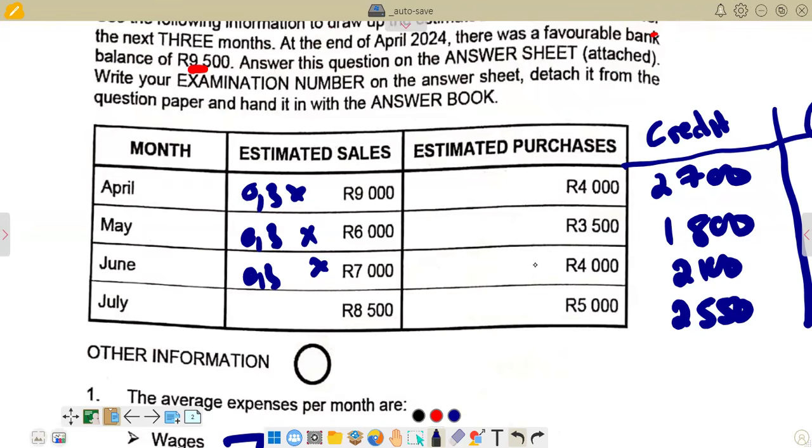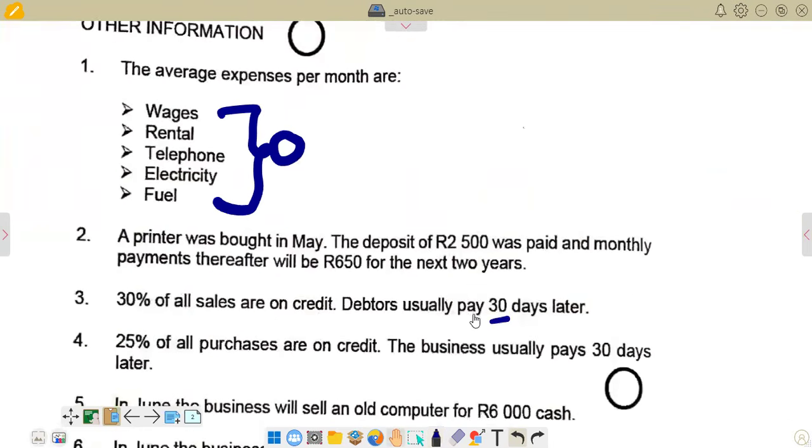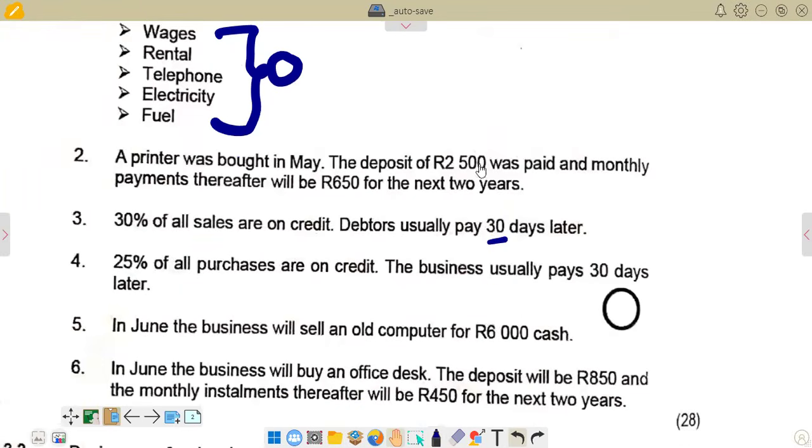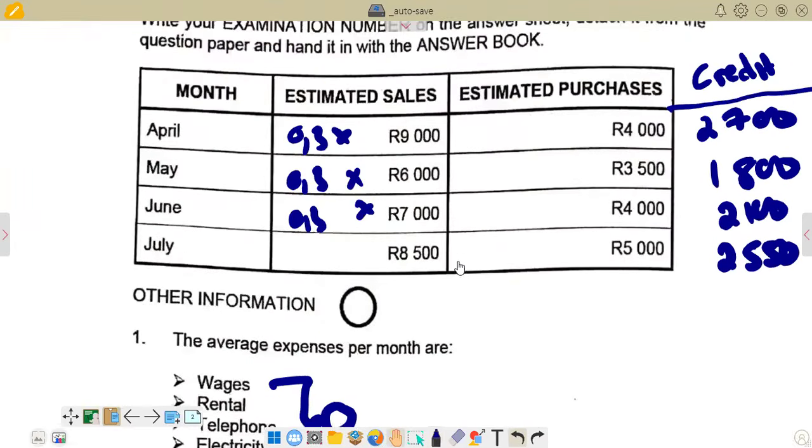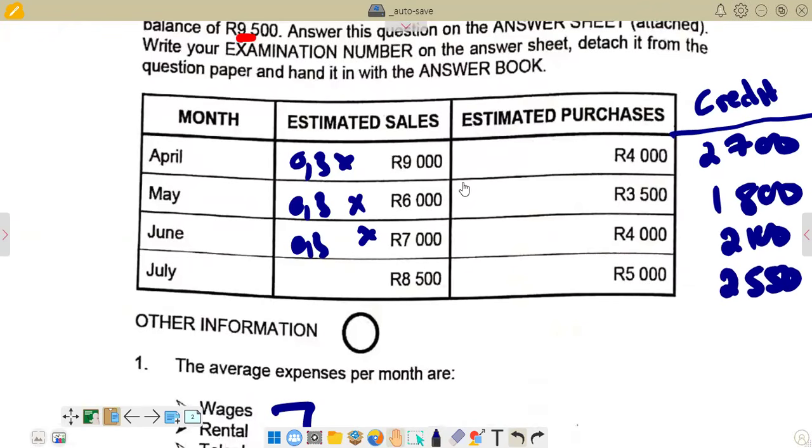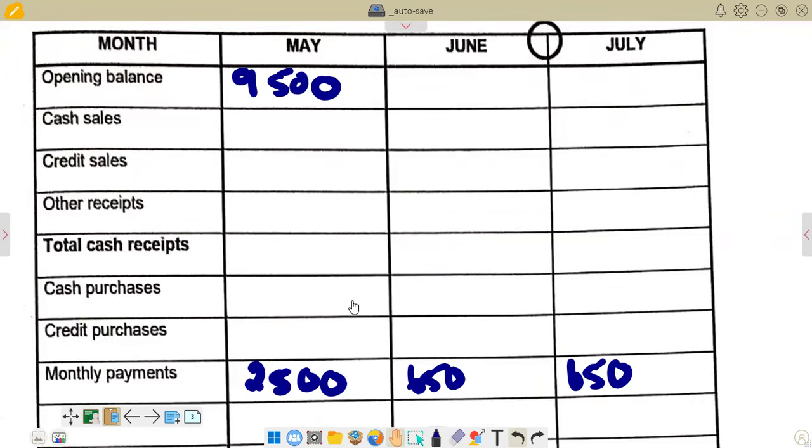According to the instruction that we are given, we can go back there. The instruction is saying that debt is usually paid 30 days later, which means a month after. So what we are saying is the credit sales for April will be received in May, credit sales for May will be received in June, and for June will be received in July. If you go to our answer section, you would see that we are only concerned from May to July. So we go there and just pick those figures.